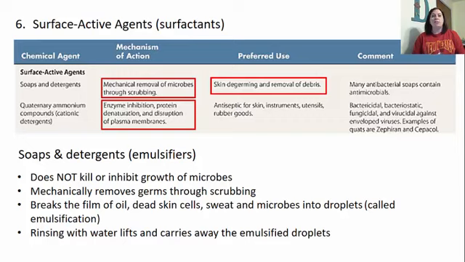These are what we consider emulsifiers. They do not kill or inhibit the growth of the microbes, but they mechanically remove the germs from your hands or from the surface through scrubbing. It breaks the film of oil, dead skin cells, sweat, and microbes into droplets, and this is what's called emulsification. And then we can rinse them away with water. When you rinse them with water, it lifts and carries away those droplets, thus degerming the skin's surface.